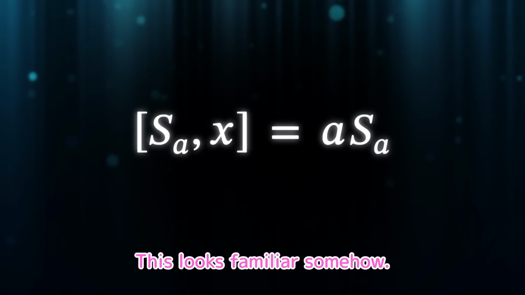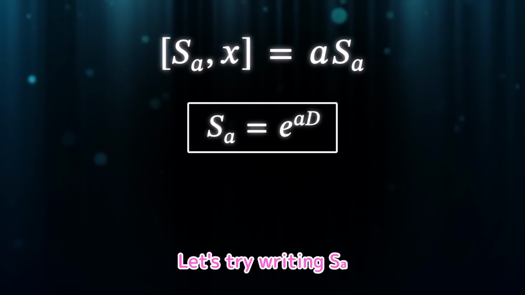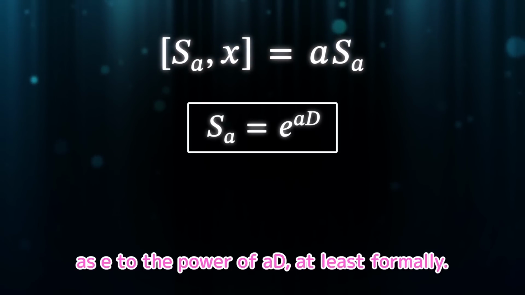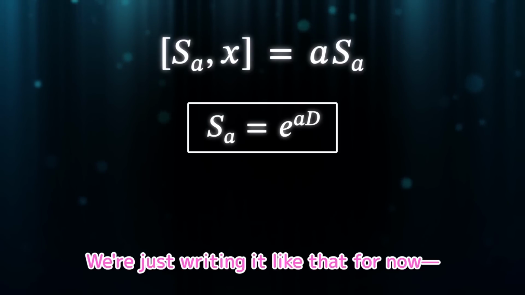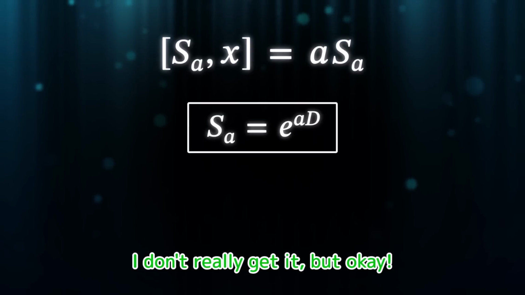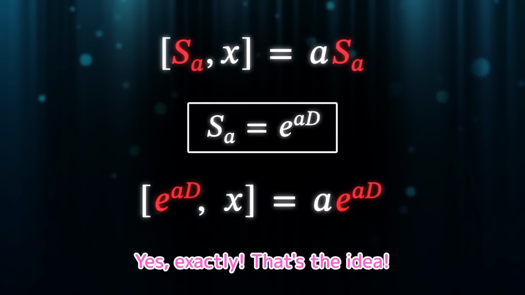This looks familiar somehow. Really? You think so? Let's try writing s sub a as e to the power of a d, at least formally. e to the a d? What does that even mean? We're just writing it like that for now. Don't worry about the details. I don't really get it, but okay. In that case, we can rewrite the result like this. Yes, exactly. That's the idea.